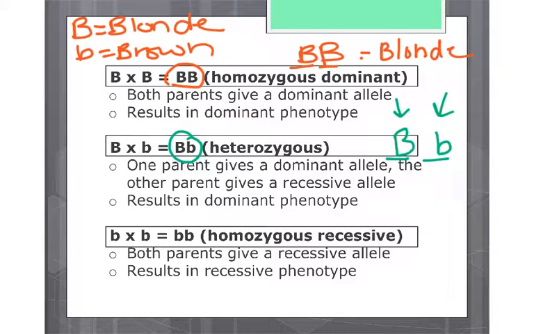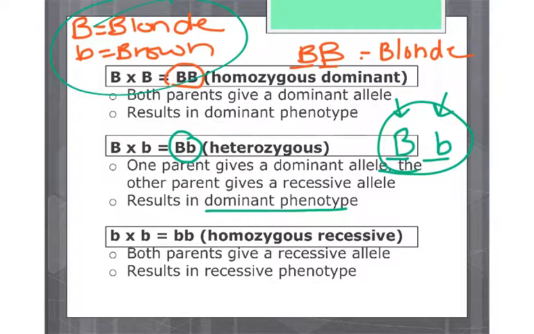Okay? But when I look at this, I know that even though this individual is heterozygous, it's going to have that dominant phenotype. And if I go back to my chart here, I have one big B, one little b. This individual who has that heterozygous pattern of alleles is going to have blonde hair.